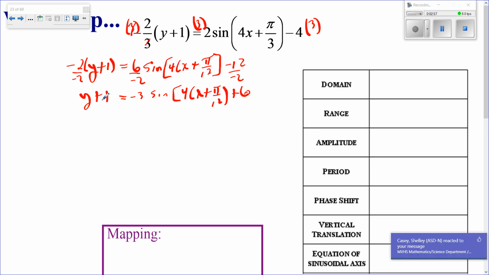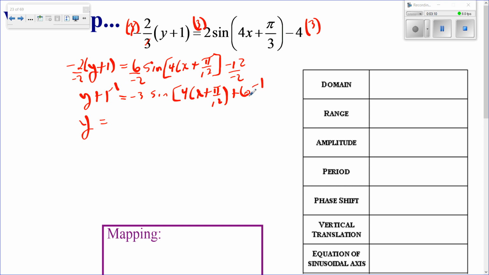All right, almost there. Just got to get rid of this plus 1. So we're going to now subtract 1 from both sides. When you subtract 1 from this side, you're going to be down to what you're looking for, just y equals. So subtracting 1 from the right side is only going to affect this. It's not like multiplication. You don't subtract 1 from every term. You subtract 1 from each side of the equal sign. That's going to give us y equals negative 3 sine 4x plus pi over 12, plus 5.